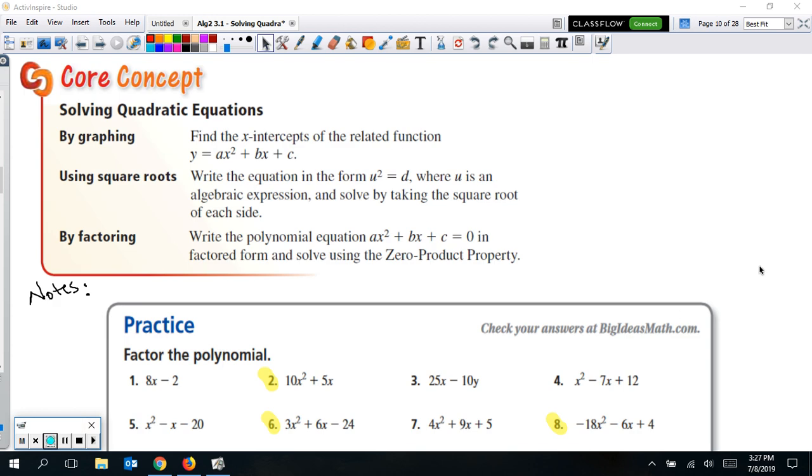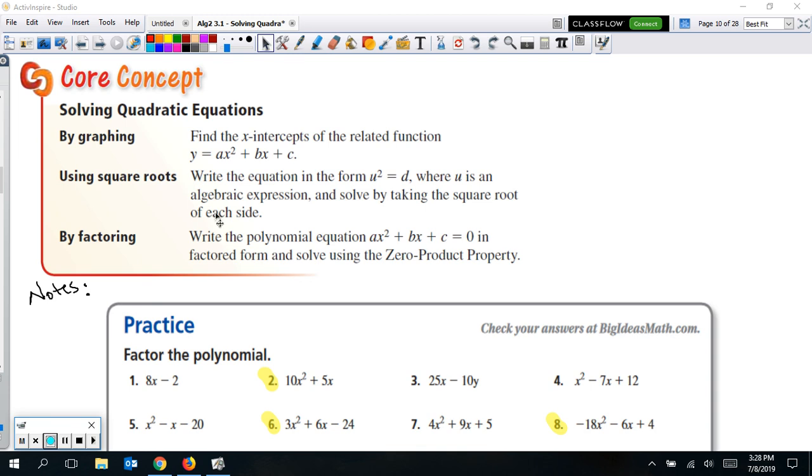Okay, so right there on page 47, you also have this core concept, and these are solving quadratic equations by the three different methods here. Now, there's more than these. We'll see solving equations by completing the square and also by the formula. So there's two other methods to solve quadratic equations. Now, we don't always use one all the time. Sometimes we use different ones depending on how the equation's set up and given to us.